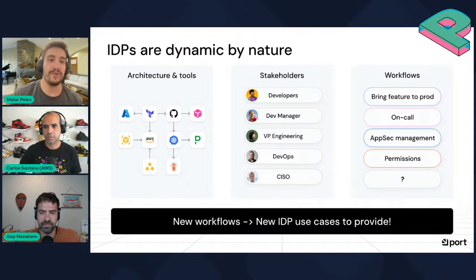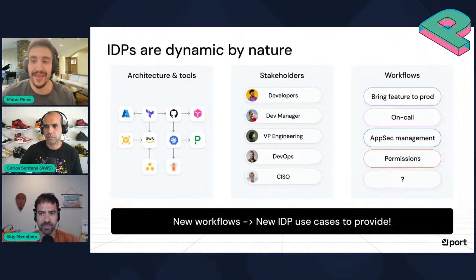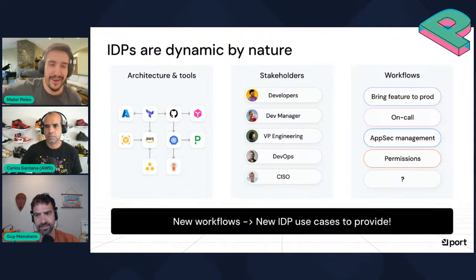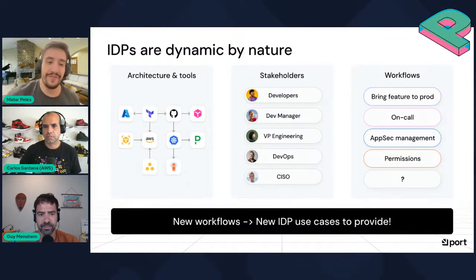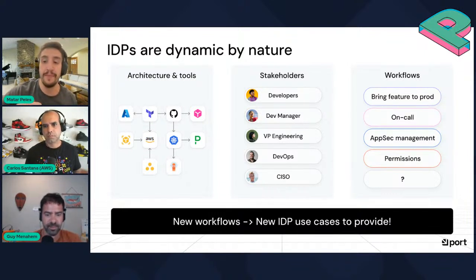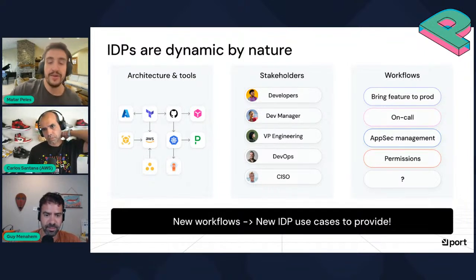We also have different personas that are utilizing these different architectures as part of different workflows that are part of their job, right? So all of these workflows eventually are use cases, right? Because we want to bring a feature to production. We want to manage the on-call operation in our company. We want to manage application security better. So we have different personas managing these different workflows.